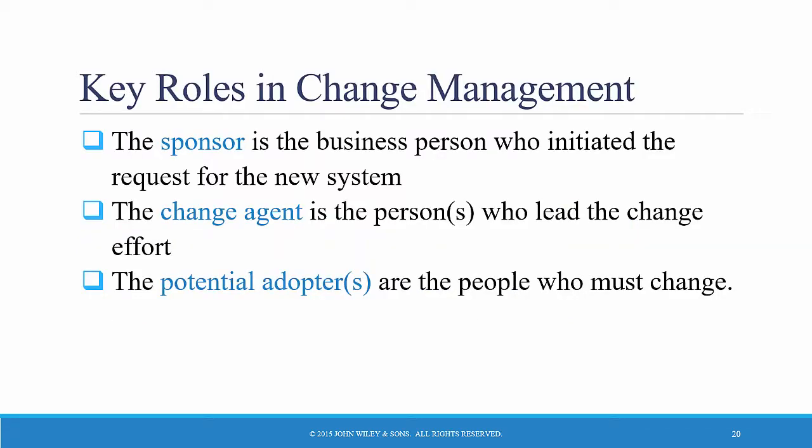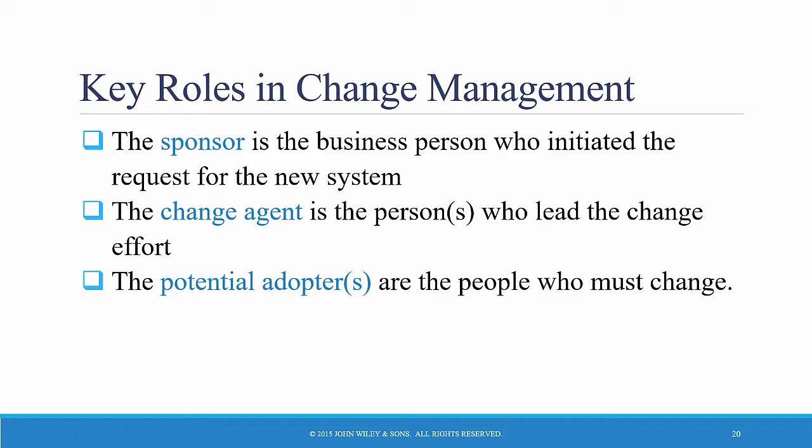There are at least three key roles in change management: the sponsor, who is generally a senior manager and the business person who initiated the request for the new system; the change agent, who is the person or persons who lead the change; and the potential adopters, who are the people who must change, who must use the system.